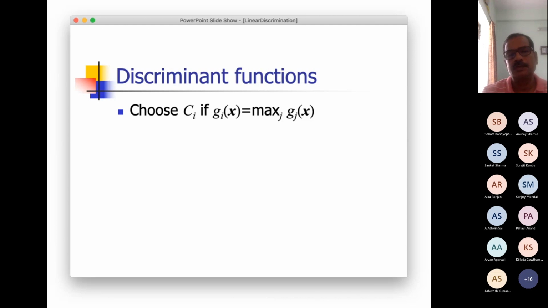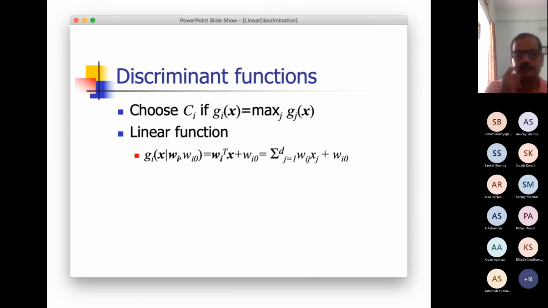Now, for each class you have a designated function, and for every class you are computing this value. Given a feature vector, you are computing this value. The function which is returning the maximum value, the corresponding class will be assigned to that sample. So that is what is meant by this: for the ith class, you will find that the ith discriminant function is giving the maximum.